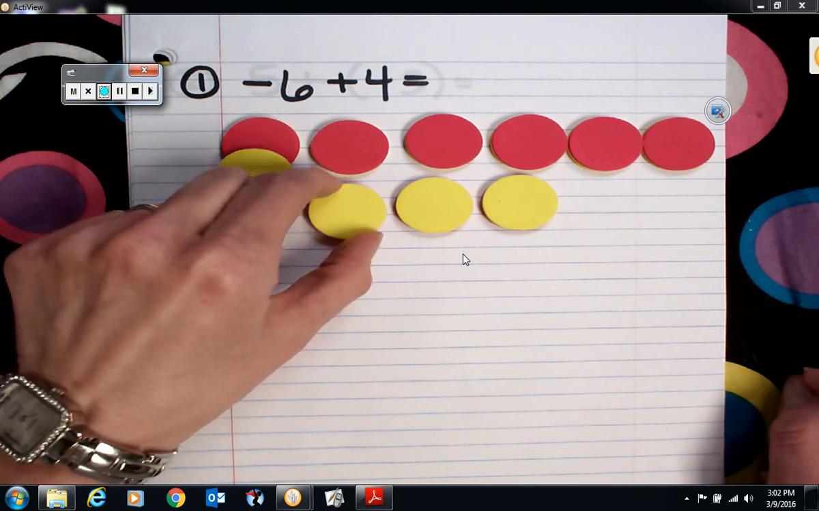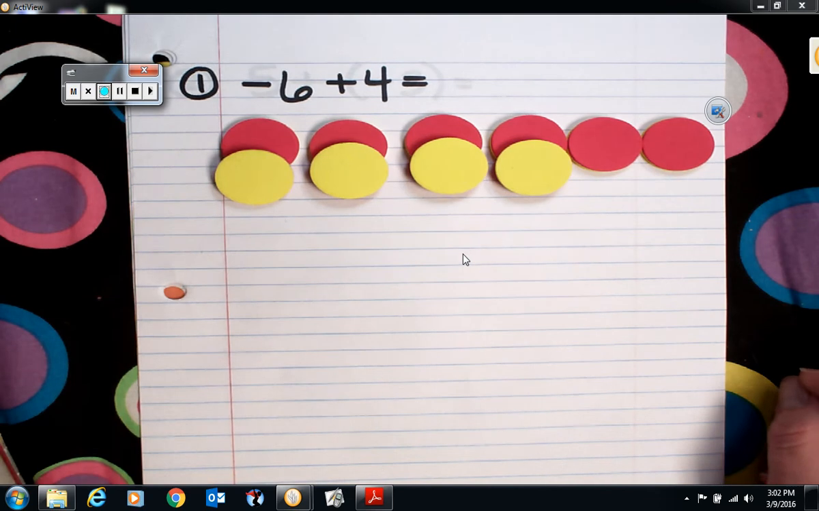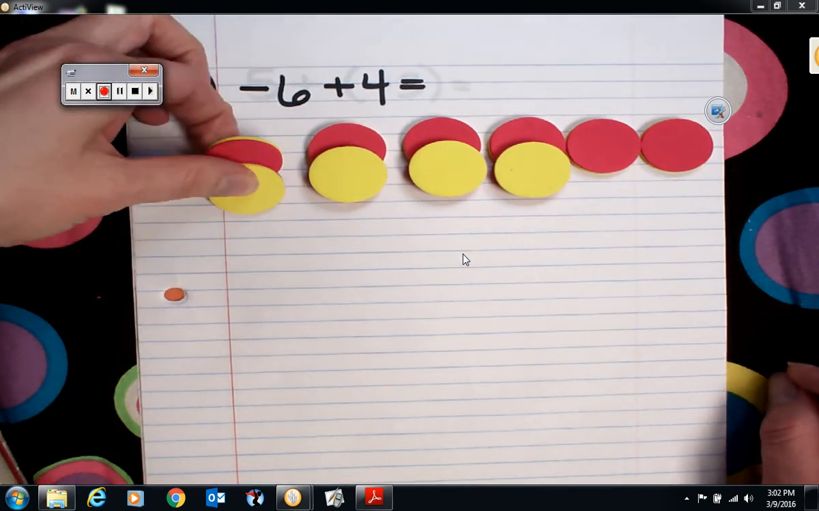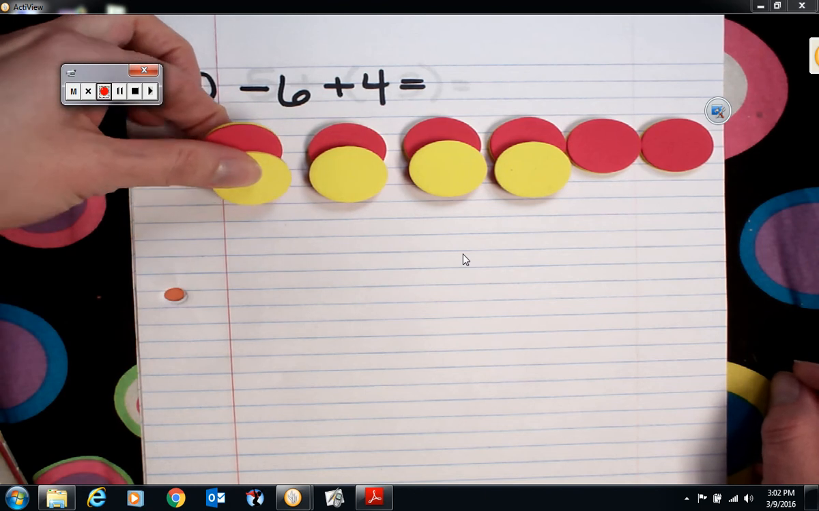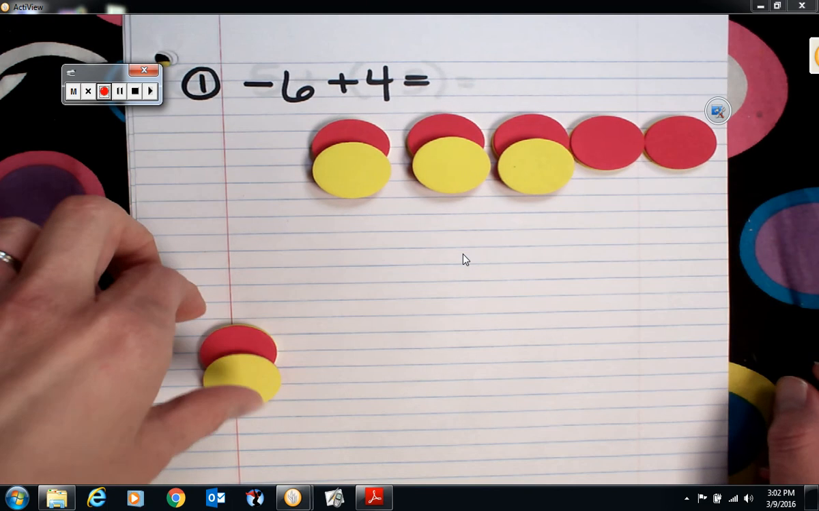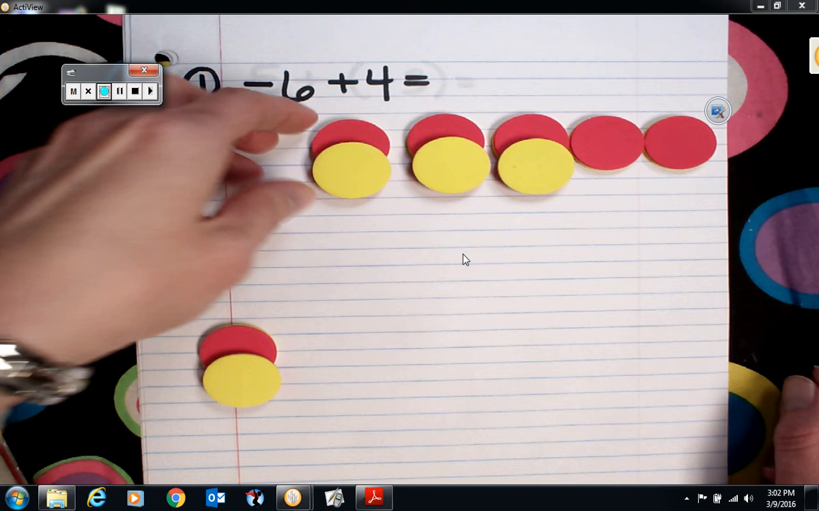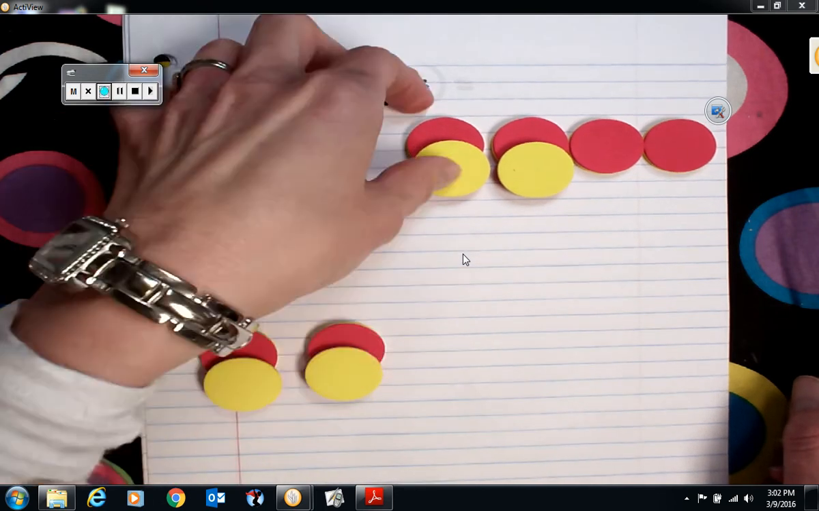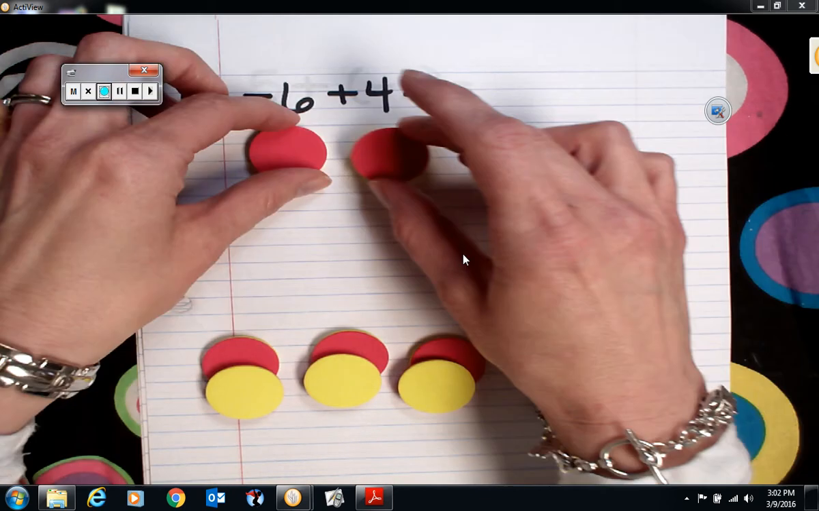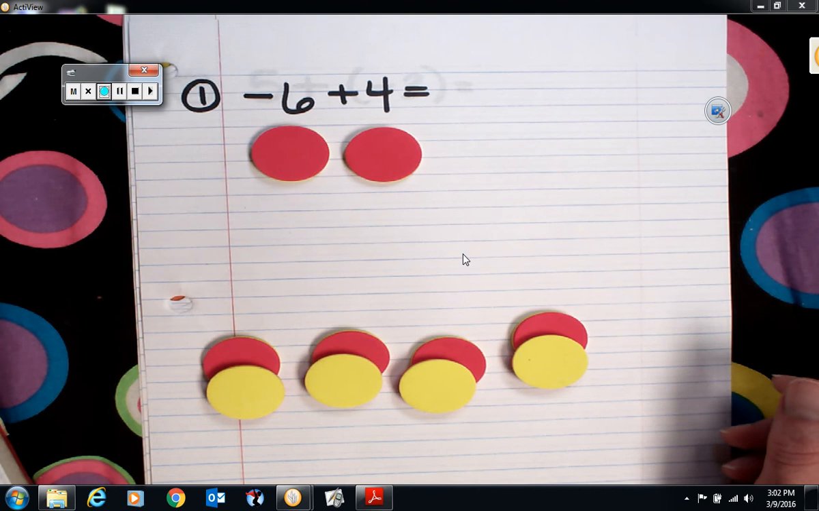So I can make 2, 3, 4 0 pairs in this set of numbers. So I'm going to go ahead and take away any of these that are 0 pairs, because if I take away the 0 pair, then I'm not changing the value of what I have out here because I'm only subtracting 0. So I'm going to take away all of these 0 pairs, and then the counters that I'm left with are going to be the sum. So the sum of -6 plus 4 is -2.